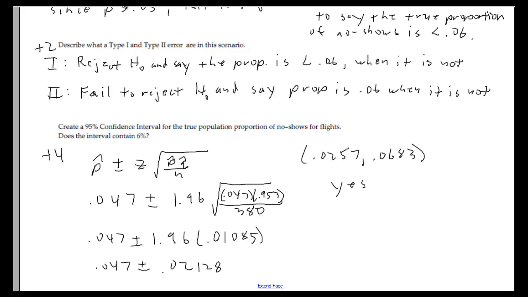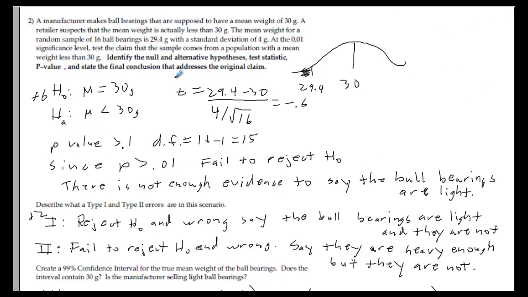So on number 2, this is about manufacturing ball bearings. The null hypothesis is that the average is 30. A lot of people forgot to use the mu here. The average is 30. The alternative is it's less than 30, to see if they're light. And this is using a t-statistic since it's with means. There's our sample mean. What we thought it was supposed to be is 30. And we divide by the standard deviation over the square root of n. And so we get a negative 0.6 as our t-score, which is not very big.